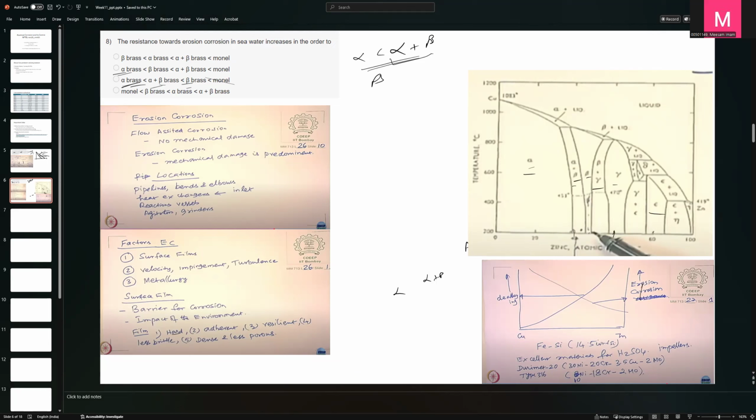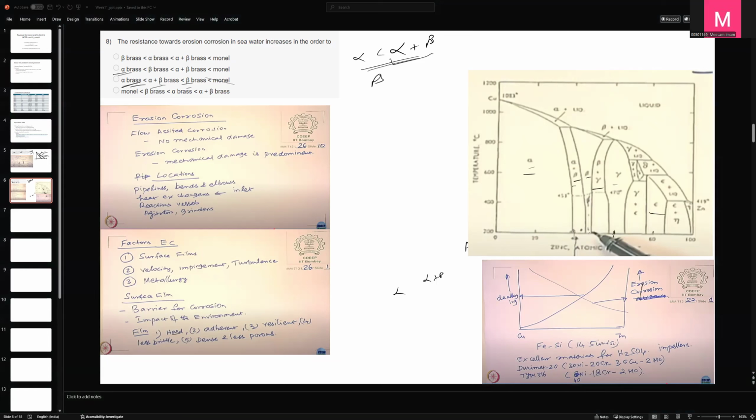In fact, this question was asked by the professor to the audience which was present during the live recorded session, and people told the answer alpha brass. Then he told that being a metallurgy guy, you should know that any two-phase component will have higher corrosion resistance than a single phase.